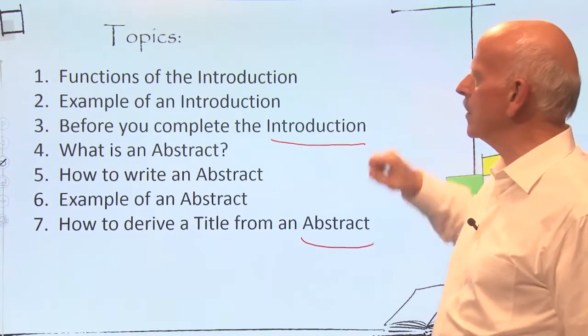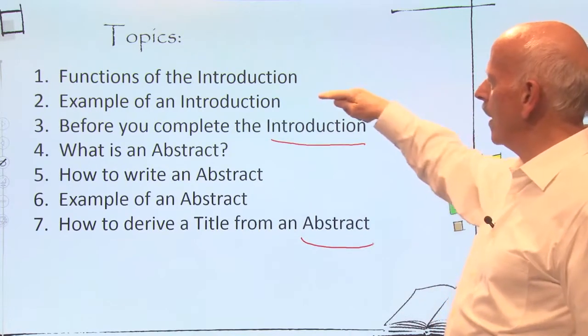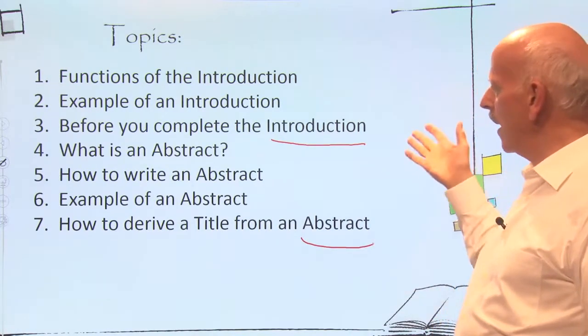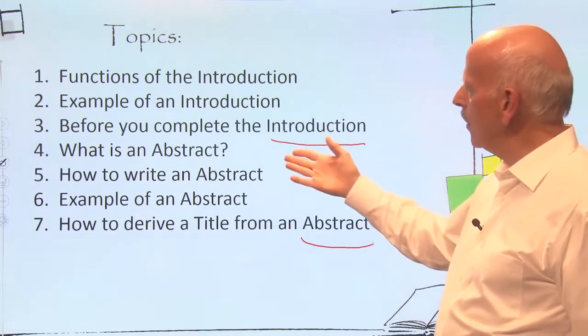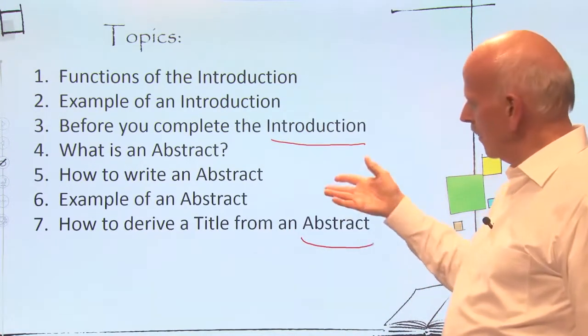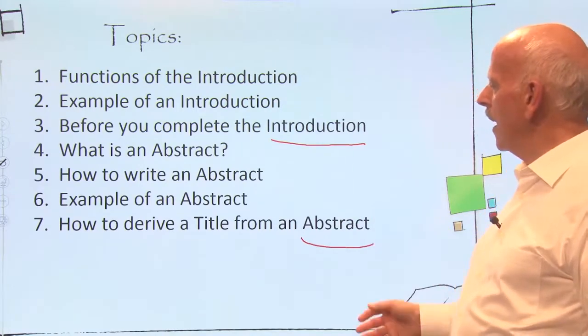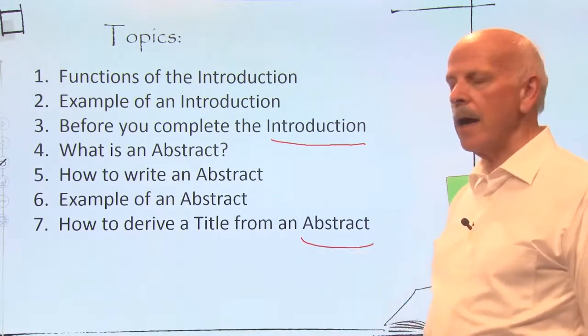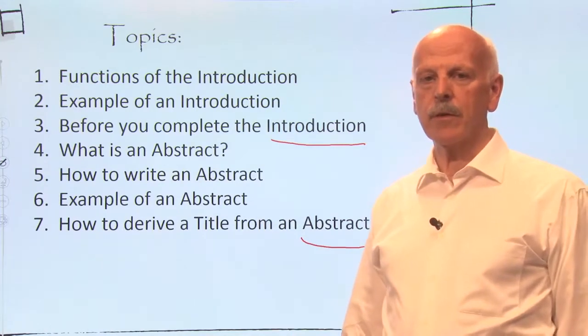We have to look at the functions of the introduction. We'll look at an example of the introduction and then how to write it. And then we look at what is an abstract? How do you write an abstract? Look at an example of that too. And then finally, how do you derive the title of the paper from the abstract?